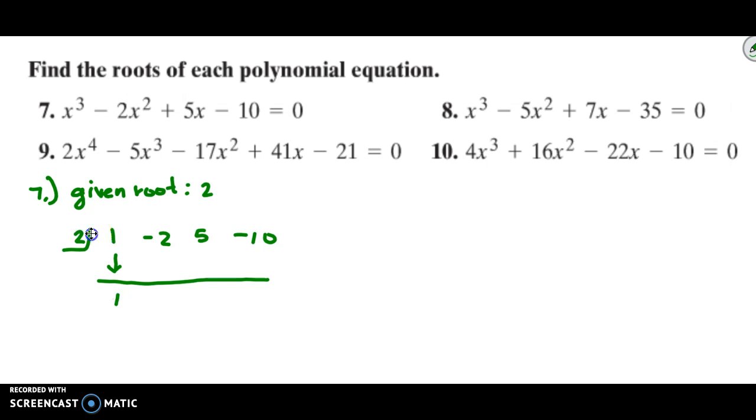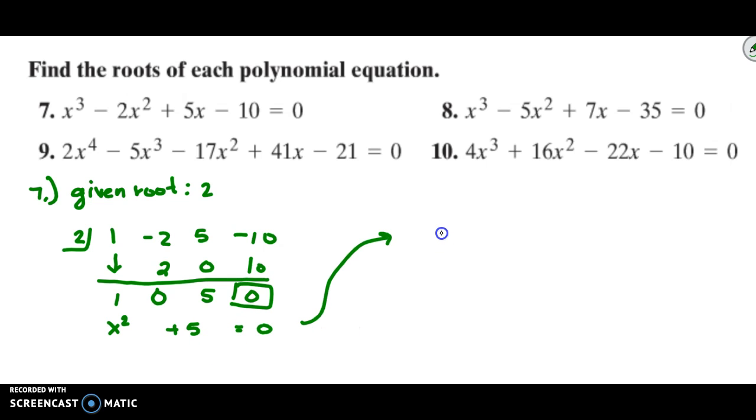So you bring down 1, 2 times 1 is 2, negative 2 and 2 is 0, 2 times 0 is 0, bring down the 5, 2 times 5 is 10, negative 10 plus 10 is 0. You expect that to happen because if you have a remainder of 0, then it is a factor. And then this is your quadratic, linear, constant. So we currently have x squared plus 5. You set this equal to 0 and solve for x.